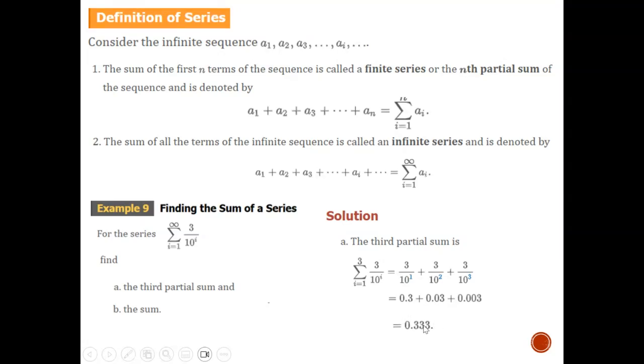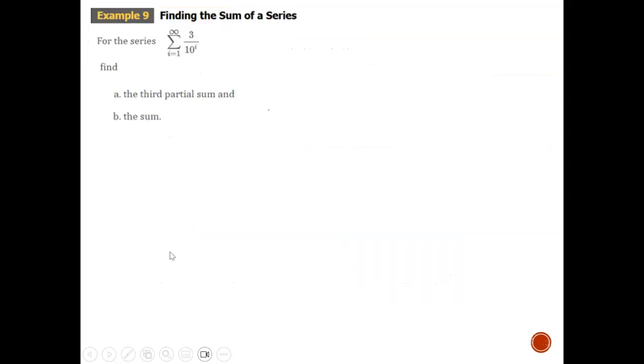That's the answer. Now for part B, it's the whole sum, I mean the whole sum, which is infinite. Let's do it on the next slide.